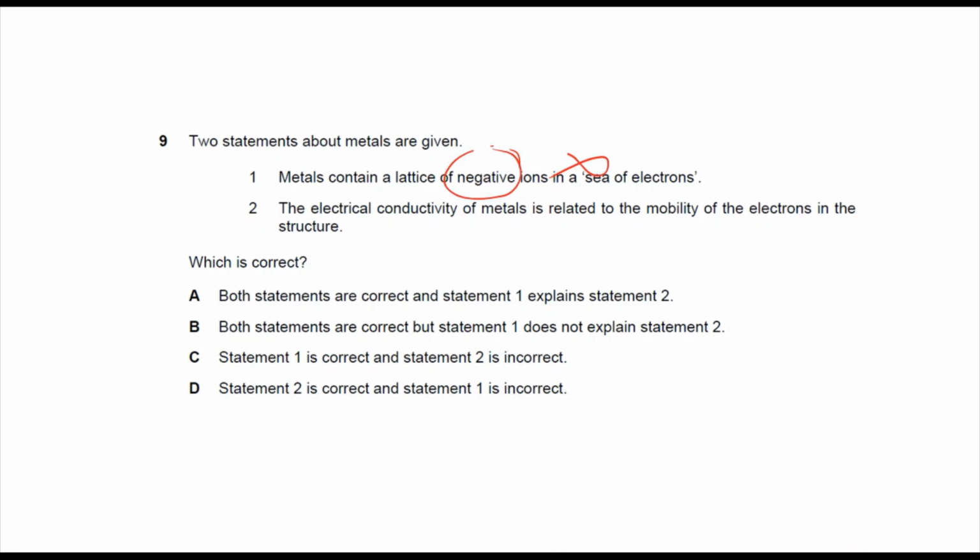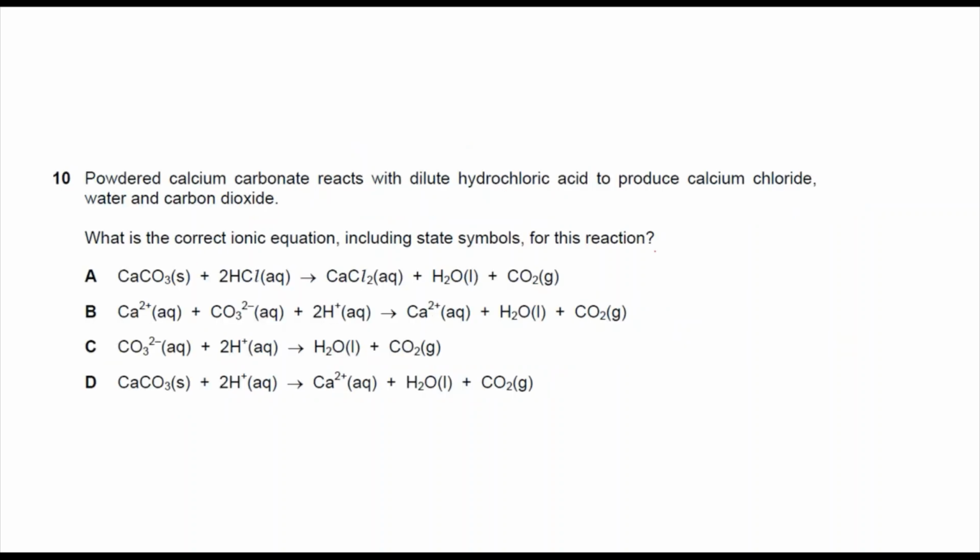Statement 2 sounds good and it is correct, because electrical conductivity does depend upon the number of mobile ions or electrons and how mobile they are. So option A, both statements are correct, wrong. Statement 1 is correct, nope. Statement 2 is correct, yes. Statement 2 is correct and statement 1 is incorrect. Let's move to the next question.